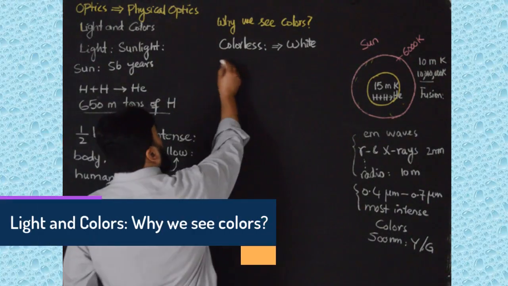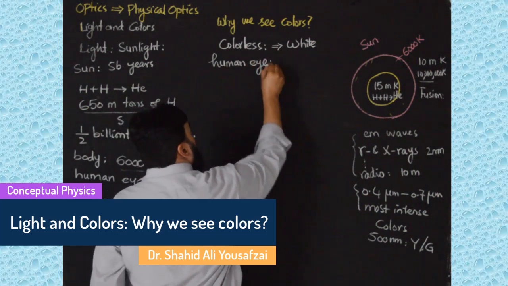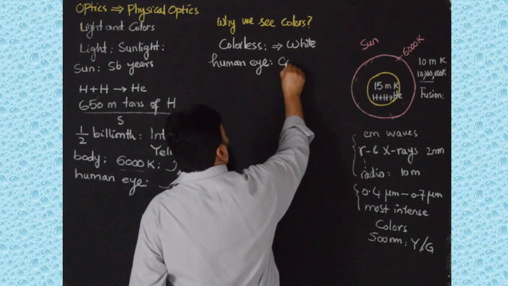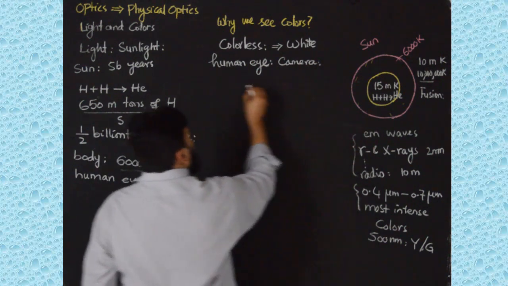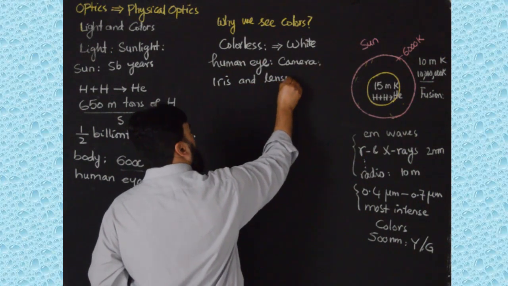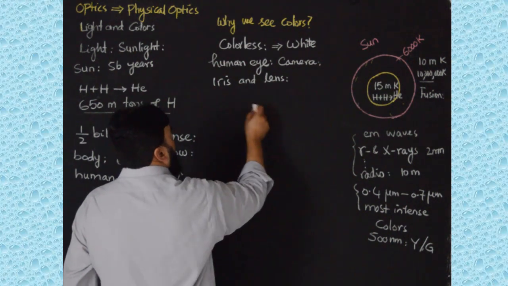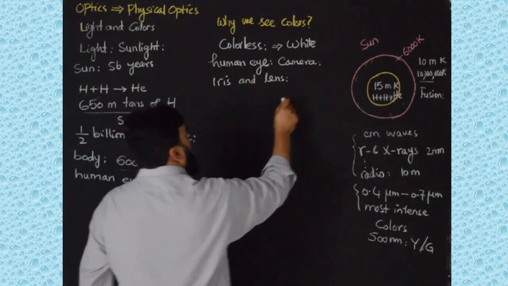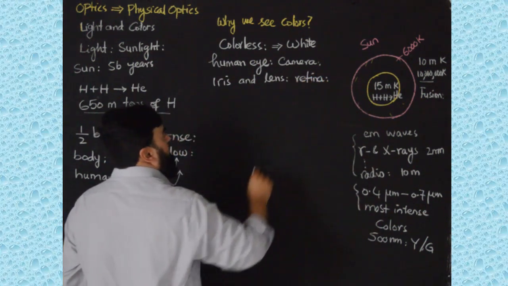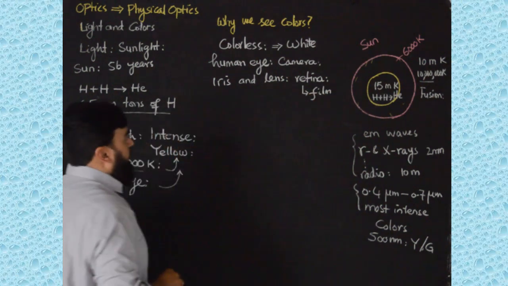The human eye, which evolved by looking to the sun, is just like a camera. It has an iris and a lens, and this lens focuses the light. Behind the lens, deep inside the eye, we have the retina, and this retina plays the role of the film, as we have in a camera.